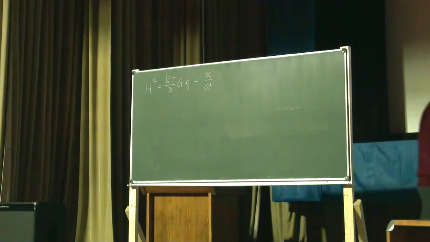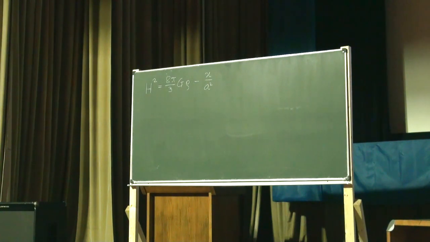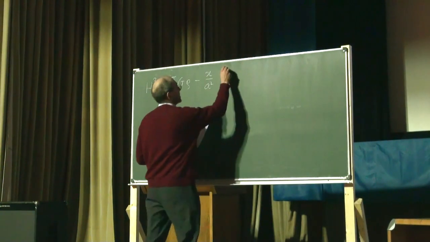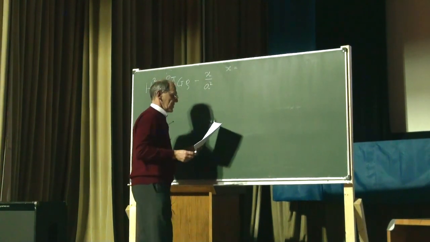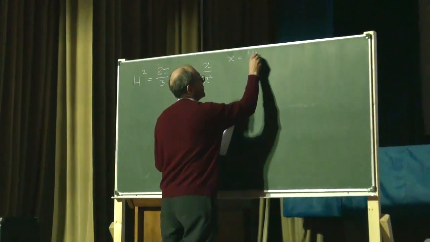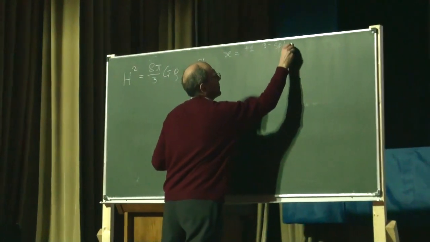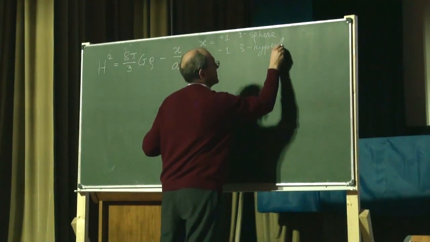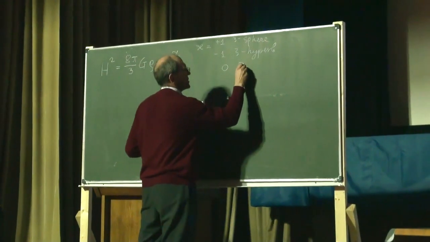In principle, a homogeneous and isotropic universe could be Euclidean space, like a three-dimensional analog of a plane. But it can also be a three-dimensional sphere or hyperboloid. There are three kinds of homogeneous and isotropic spaces, and kappa is just the characteristic of this space, so that it is equal to plus one for a three-sphere, minus one for a three-hyperboloid, and zero for Euclidean space.